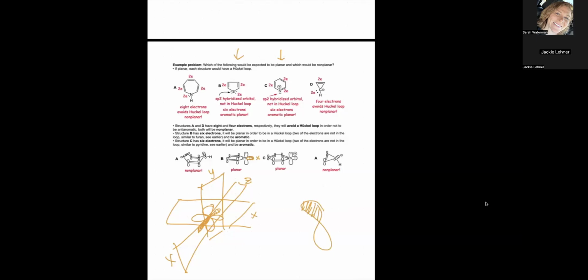You can't have 4 electrons living in one orbital. Yeah, okay, I knew that, I just got confused. But in the explanation, it seems like the reason why they don't participate is due to it being sp2. That's what it says: sp2 hybridized orbital, not in Huckel loop, 6 electrons. So what property does sp2 have that makes it not participate? Are those two things related to each other?